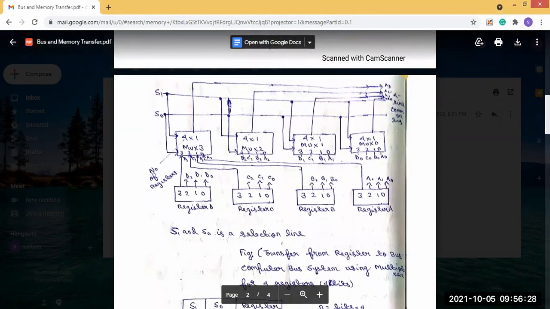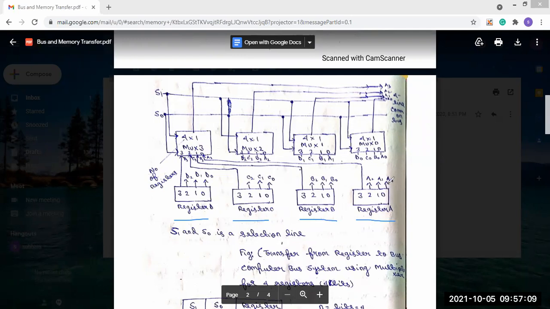So this is the internal circuit. Now let's say we have 4 registers in our explanation: register A, register B, register C, and register D. And these 4 registers have 4 output lines each. You see 0, 1, 2, 3 for each. That means each register has 4 output lines.